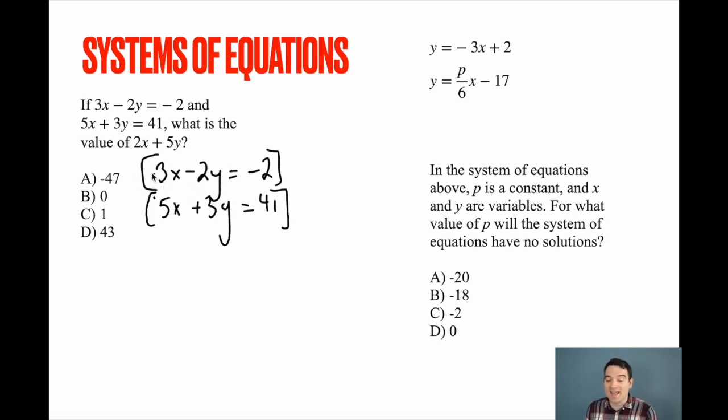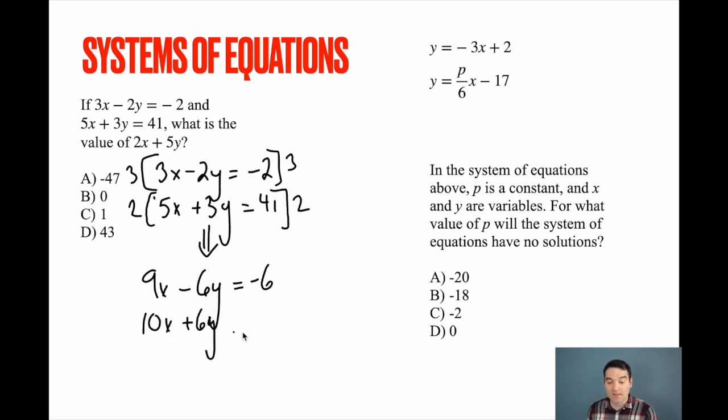I'm going to multiply the top equation on both sides by 3, 3 on both sides. I'm going to multiply the bottom equation on both sides by 2. And here's what that comes out to. On the top, I get 9x minus 6y equals negative 6. And on the bottom, I get 10x plus 6y equals 82.